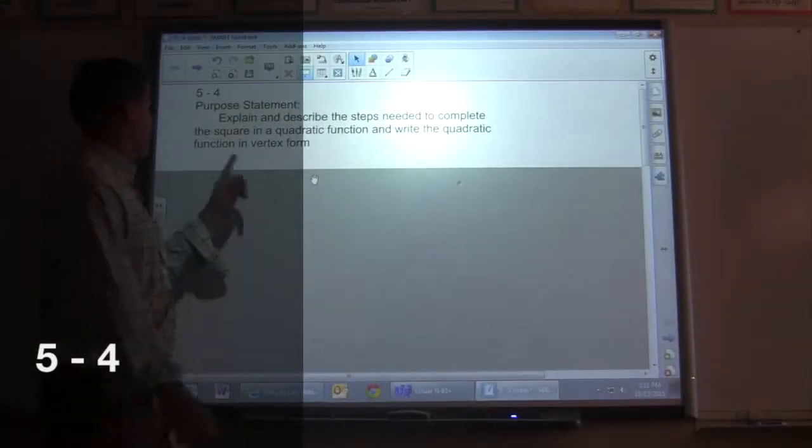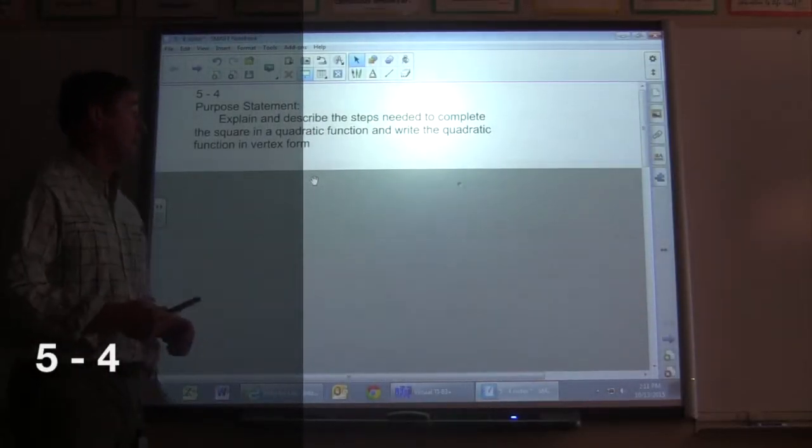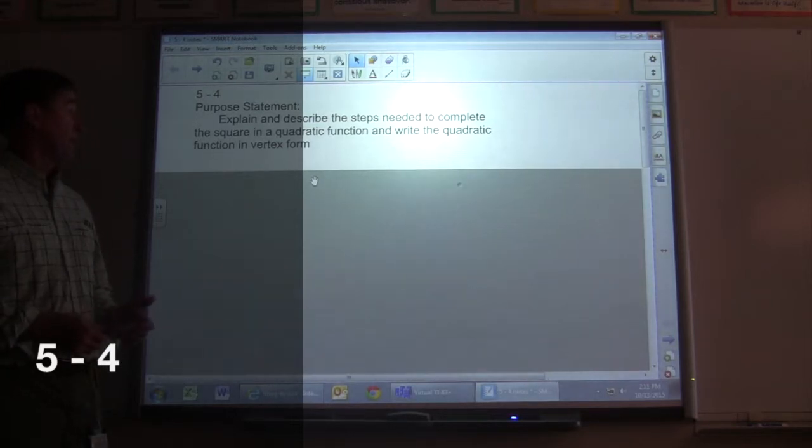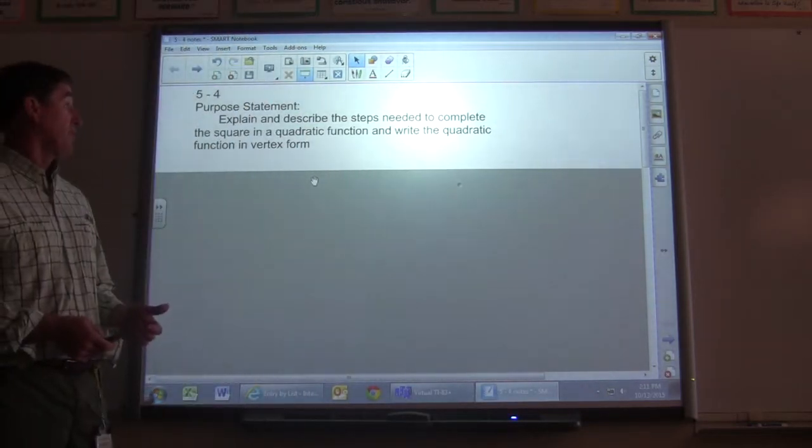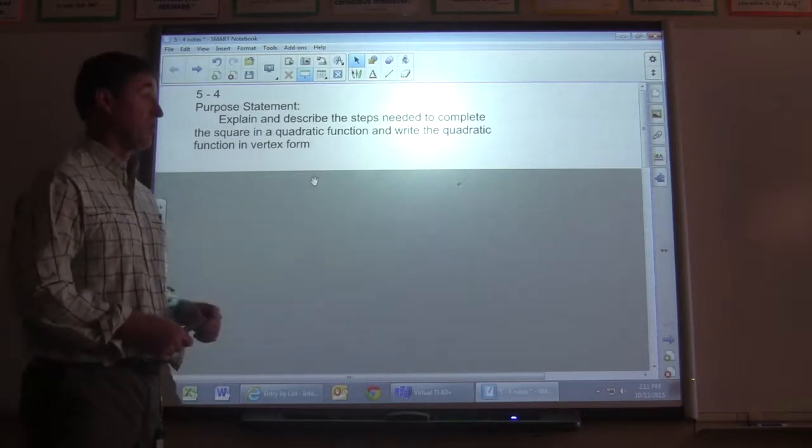Alright, so for our lesson today, 5.4, our purpose statement is explain and describe the steps needed to complete the square in a quadratic function and write the quadratic function in vertex form. So we have a couple things we're going to do today.